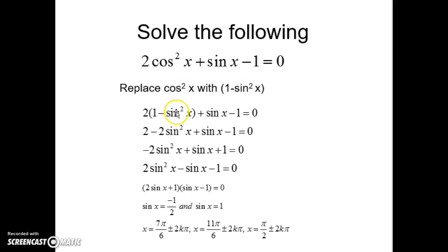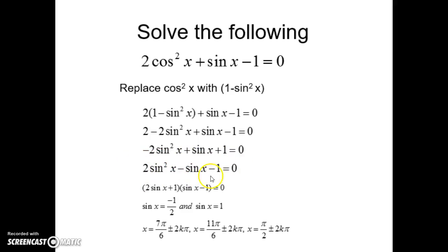So I go right here where cosine squared was, and I replace it with 1 minus sine squared. I distribute the 2. That's what I've done in this step right here. And then I put my constants together. So I have negative 2 times the sine squared of x plus the sine of x plus 1 equals 0. I like my lead coefficient to be positive, so I multiply through by negative 1. You can see it changed this sign, and this sign.